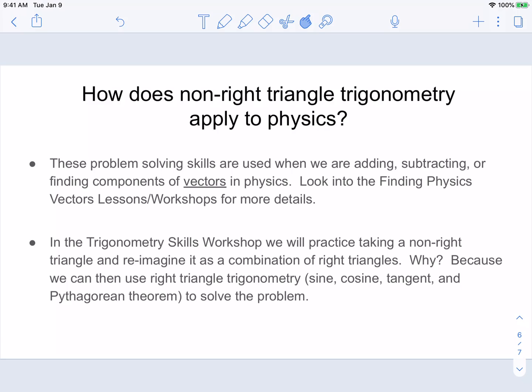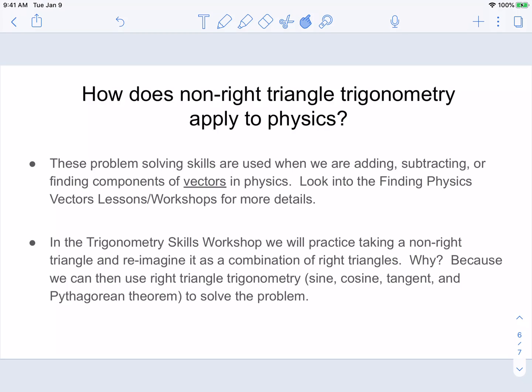So how does non-right triangle trig apply to physics? It ties back to that concept of vectors, and I know I haven't talked to you about vectors yet, but it will be coming, and it's going to be a lot. Everything we're talking about with these two trig lessons, they're the heart and soul of vectors. And so if you can get familiar and comfortable with right triangle trig and non-right triangle trig, when you get to vectors, and again, they're all throughout the school year, it will be much easier. That's why we're practicing these skills now.